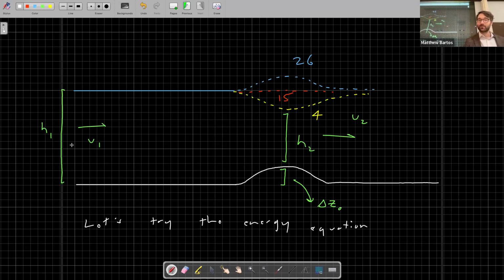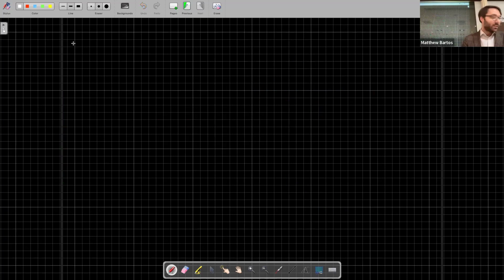So we have the depth at the upstream end, the velocity at the upstream end. We have the depth at the bump and the velocity at the bump. So let's write out our energy equation. We have Z1, the bottom elevation at the upstream end, plus H1 plus U1 squared over 2G is equal to Z2 plus H2 plus U2 squared over 2G.